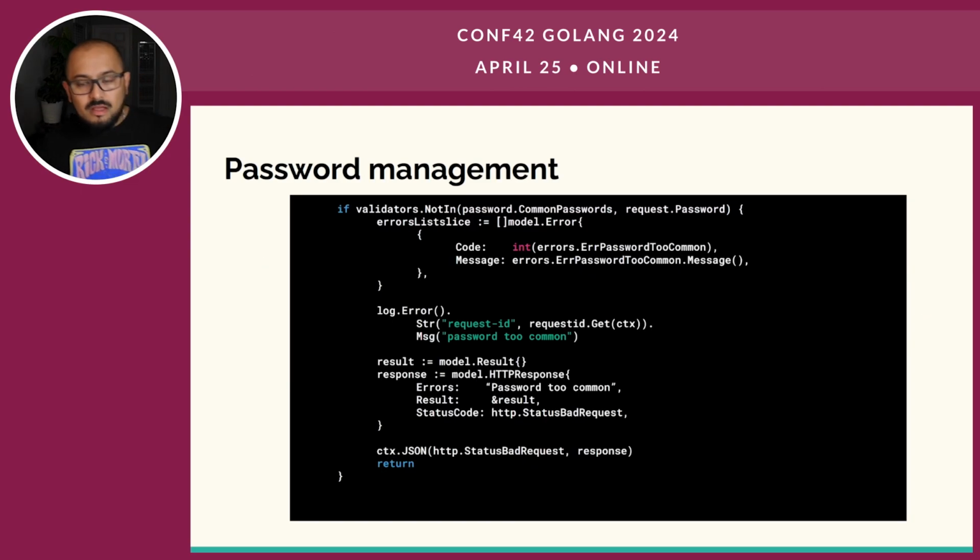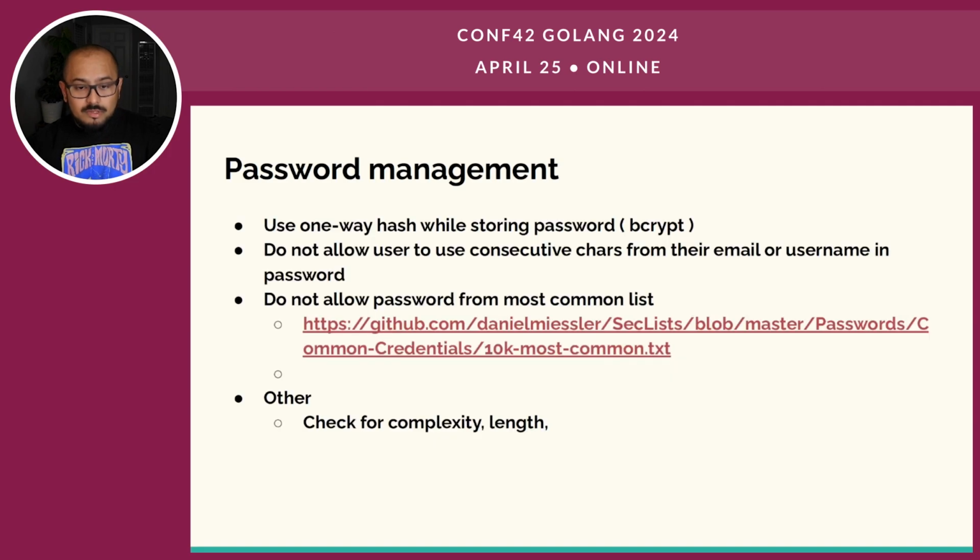So here's an example. I'm checking the request password to see if it falls in the range of most commonly used passwords, and if it does, then we say password too common and send a status bad request. Other than that, we could check for complexity, making sure that the user's password consists of a healthy amount of alphanumeric characters, numbers, and different uppercase and lowercase letters. And we make sure a certain length is also fulfilled. We don't want the password to be too short, so that it is easily breakable using brute force.